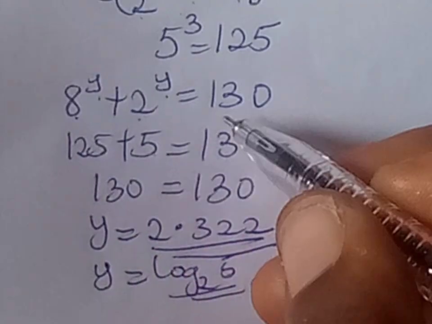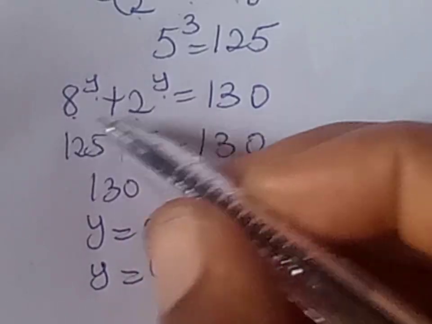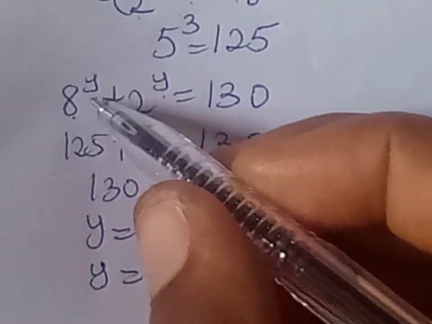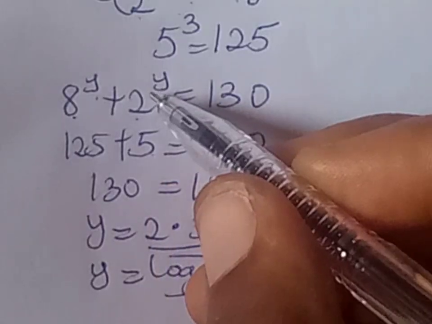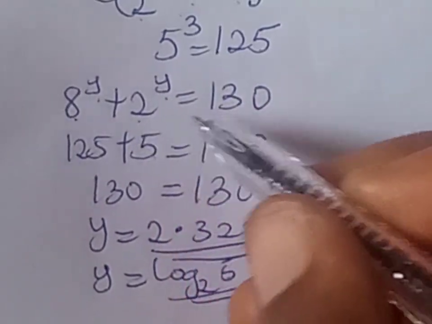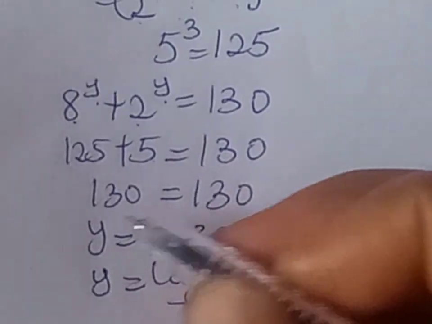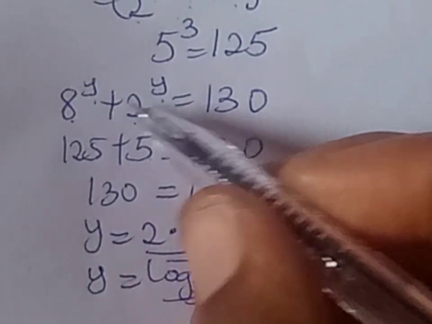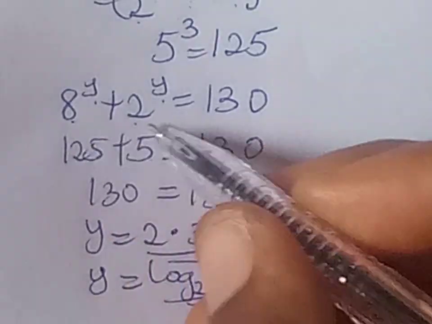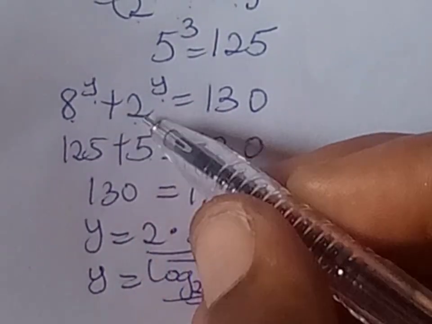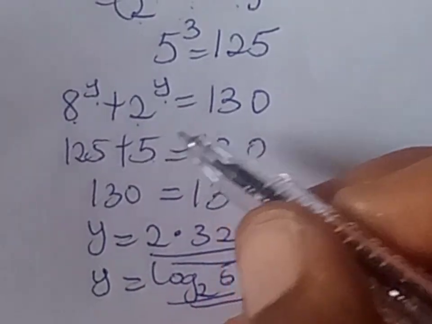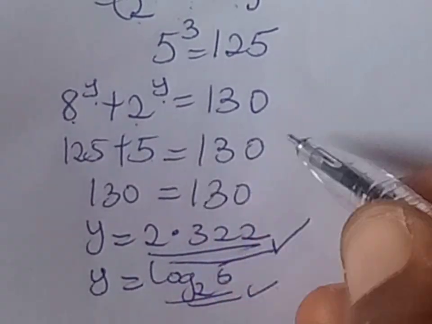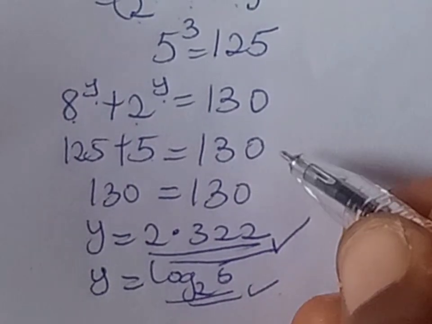I want us to note this: whenever you see different bases that are powers of the same number, the next thing is for you to rewrite them with a common base. Like the way we did here, we rewrote them and turned the two of them to the same base. And after you've done that, then you look for a substitution that will simplify the equation.